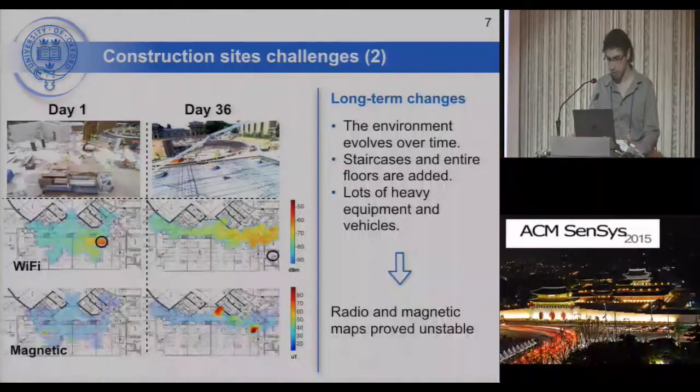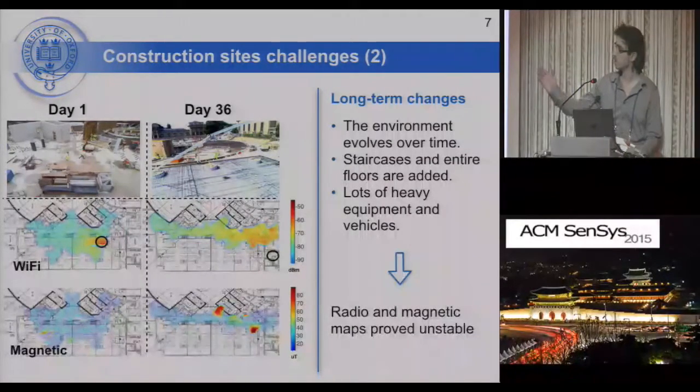Next, construction sites exhibit long-term changes. The environment evolves over time as staircases and entire floors are added. In addition, in construction sites, we have a lot of heavy equipment and vehicles, which makes the use of radio and magnetic maps very challenging. So in this picture, we can see the construction site during our experiments on day one and a few weeks later. And as you can see, the environment changed significantly, and also the radio and magnetic maps changed dramatically.